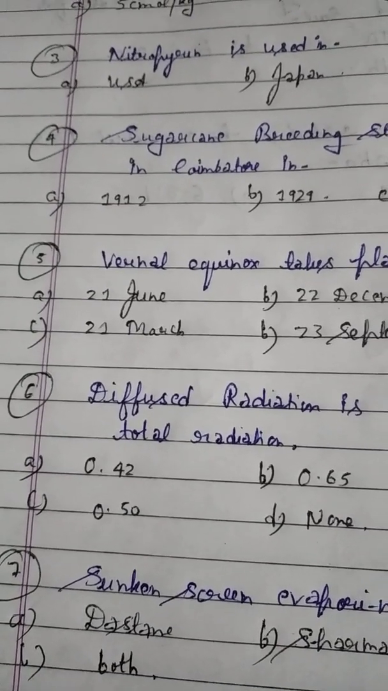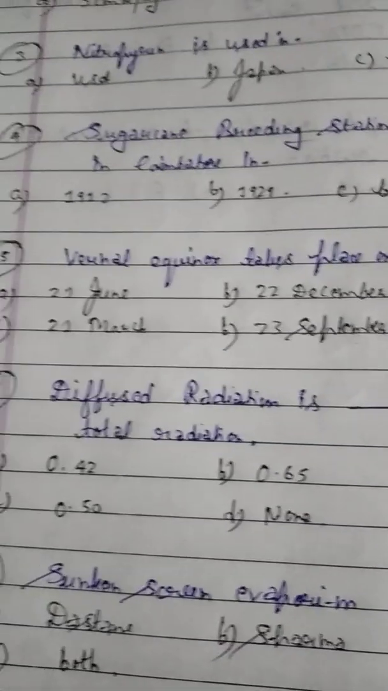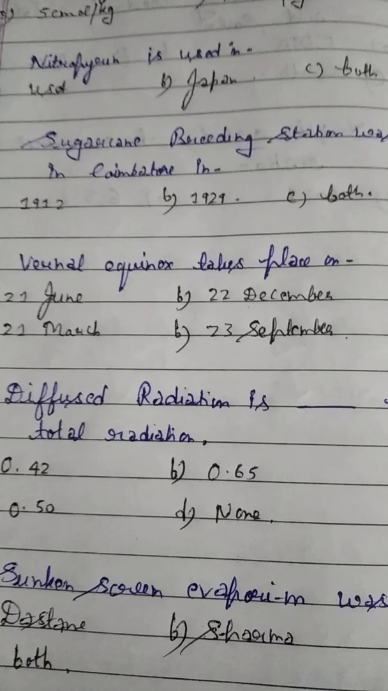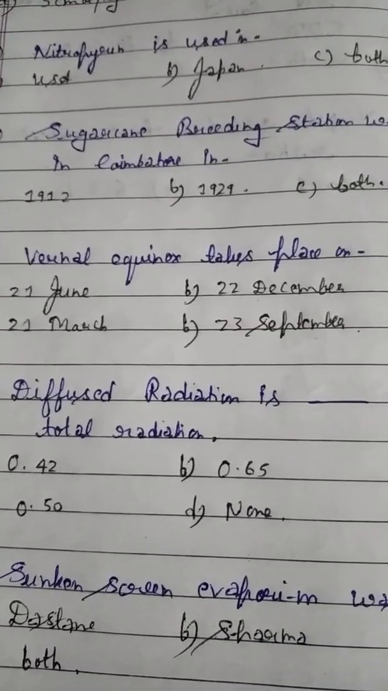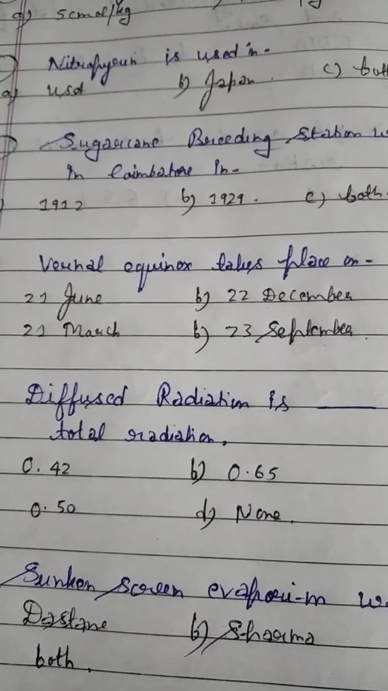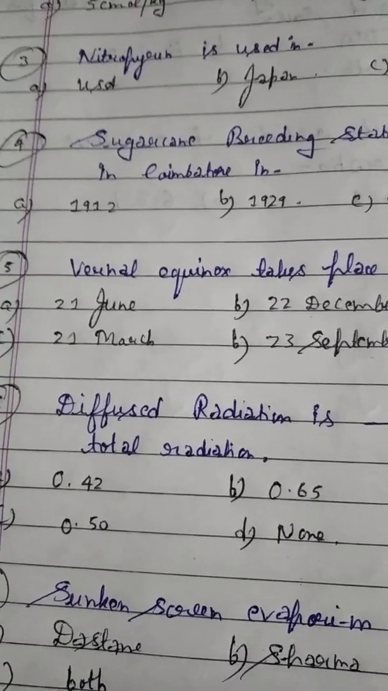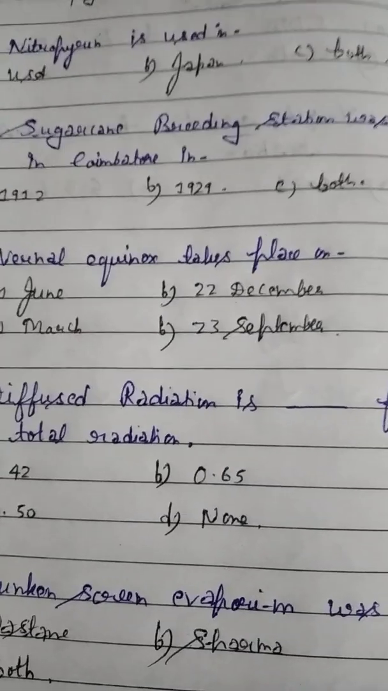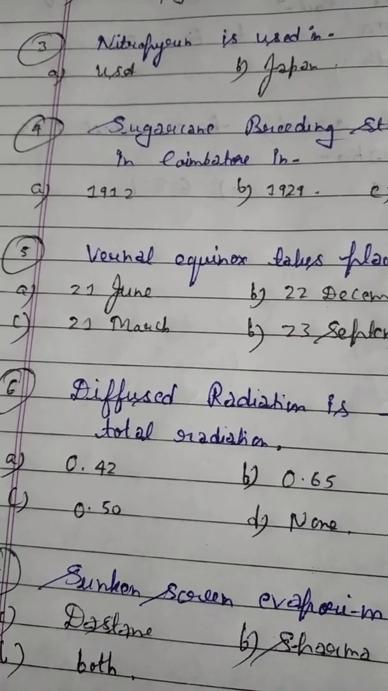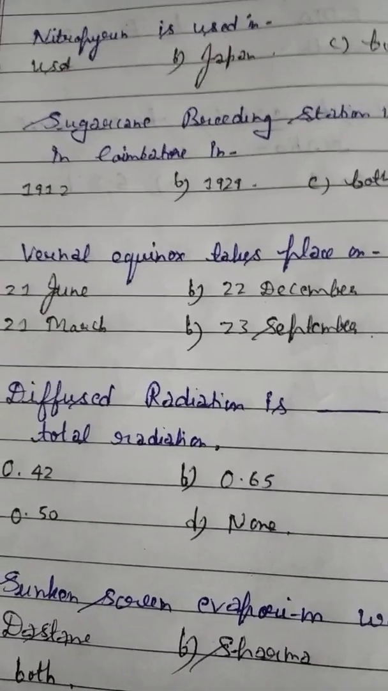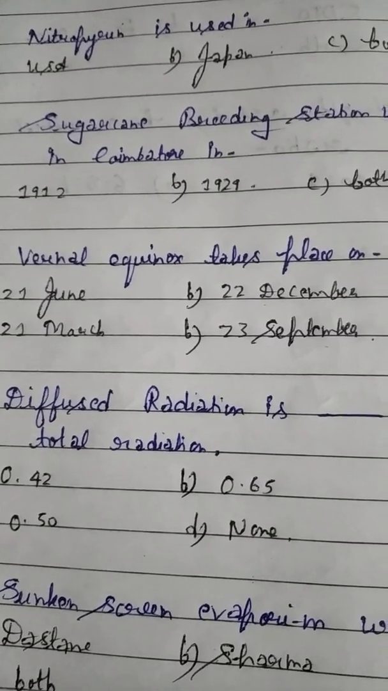Student, question number 5, you see it is very important and very confusing. Vernal equinox takes place on option A, 21st June, option B, 22 December, option C, 21 March, option D, 23rd September. So students, please remember it. On 21st June we have summer solstice, 22nd December we have winter solstice, 21st March we have vernal equinox, and 23rd September we have autumnal equinox. Please remember these, do not confuse between them.